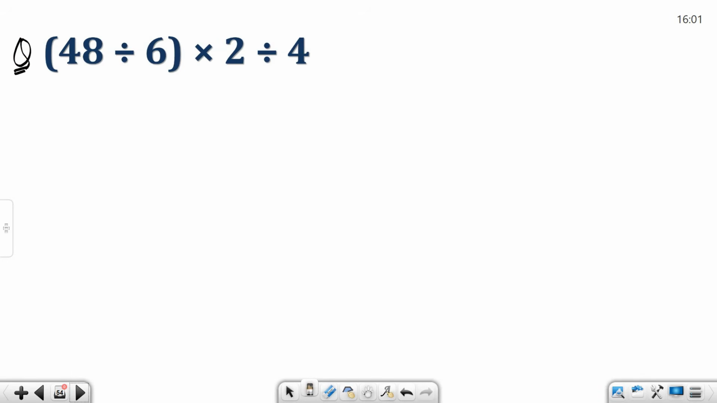Here's the question. In the brackets, 48 divided by 6, close bracket, times 2 divided by 4. So first, we'll solve the brackets. Now, let's move to the solution.